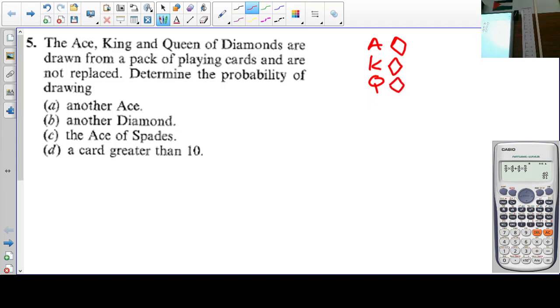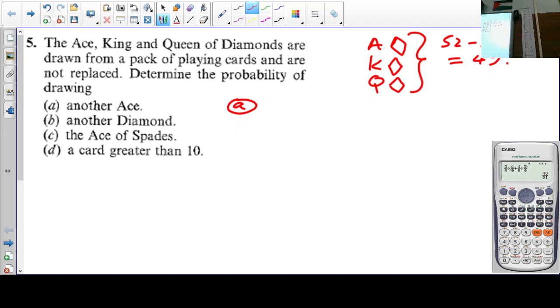So 3 cards are taken from the pack of playing cards and are not replaced. Determine the probability of drawing. If these cards are taken out of the pack of playing cards, then how many cards are left? 52 minus 3, which is 49 cards. Right. A. The question says, determine the probability of drawing another ace.